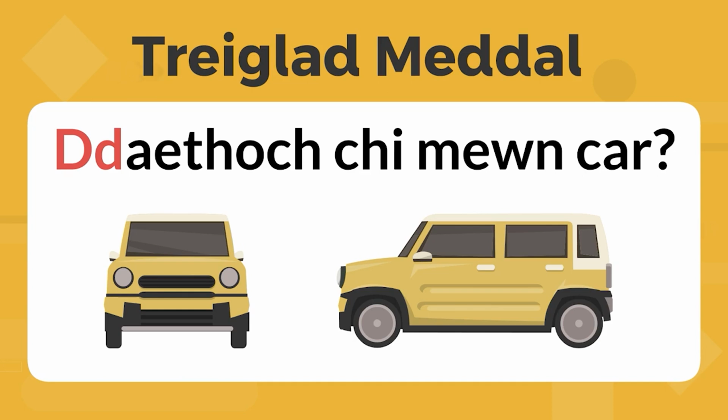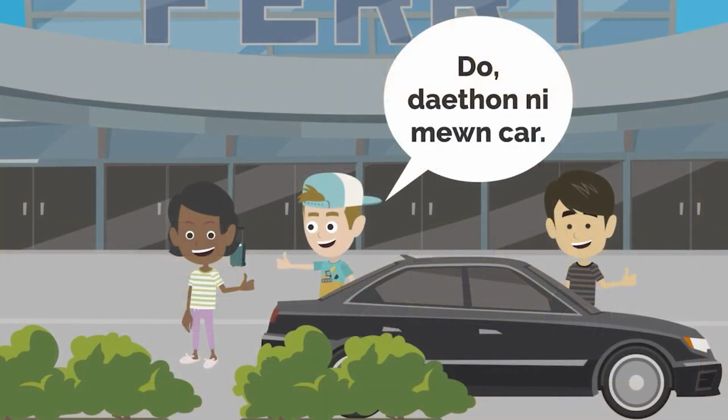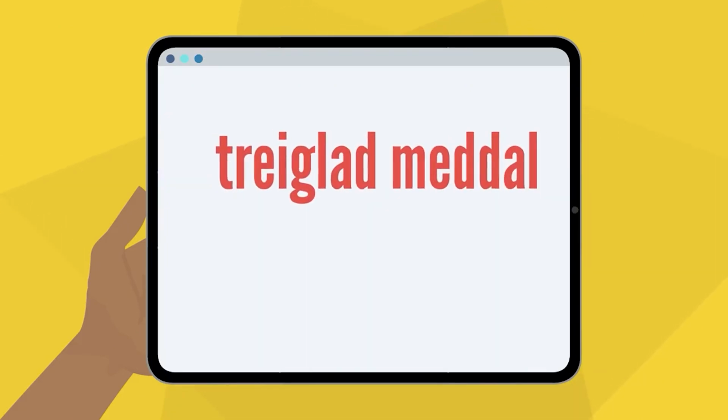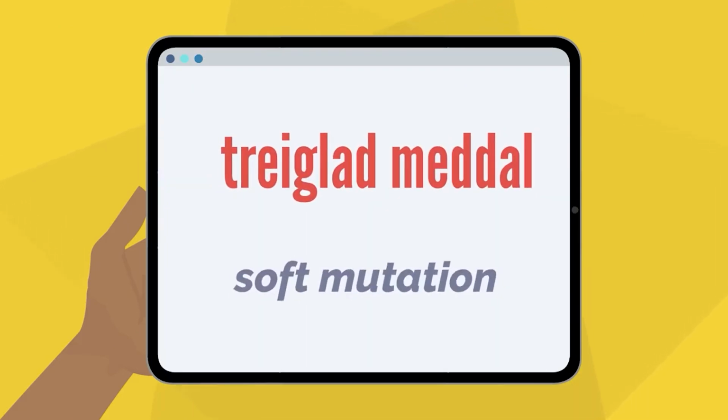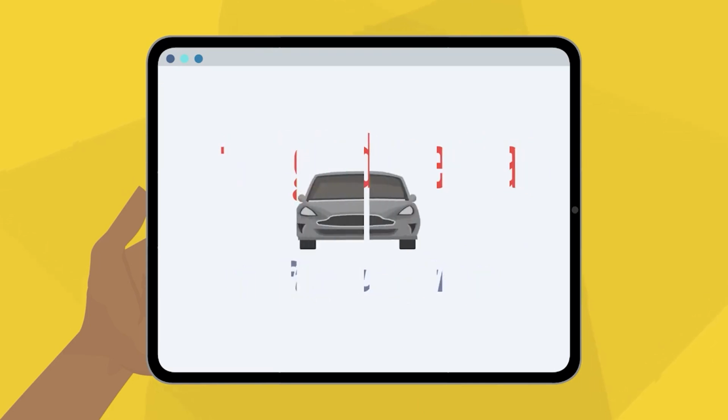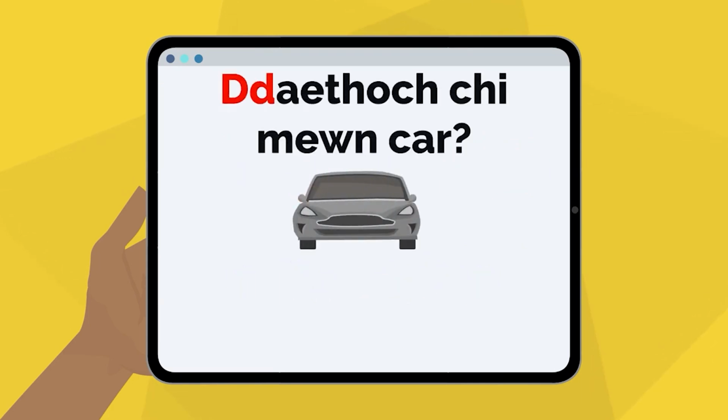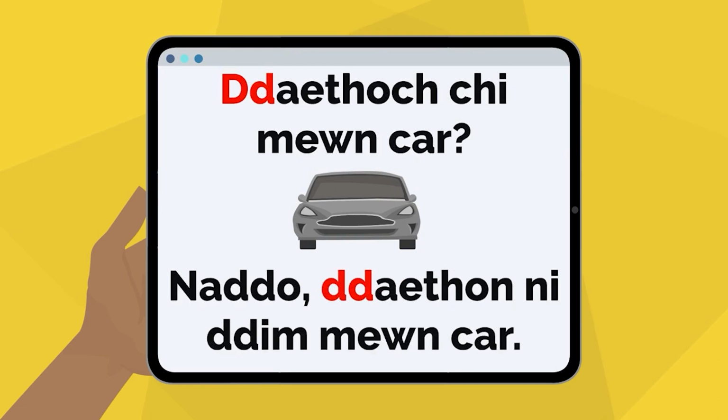If we want to answer the question in the affirmative using we came, then we say, do, daethon ni mewn car. Ond, but, dych chi'n cofio, do you remember? There is a treiglad meddal at the beginning of a negative sentence. Ddaethoch chi mewn car? Naddo. Ddaethon ni ddim mewn car.